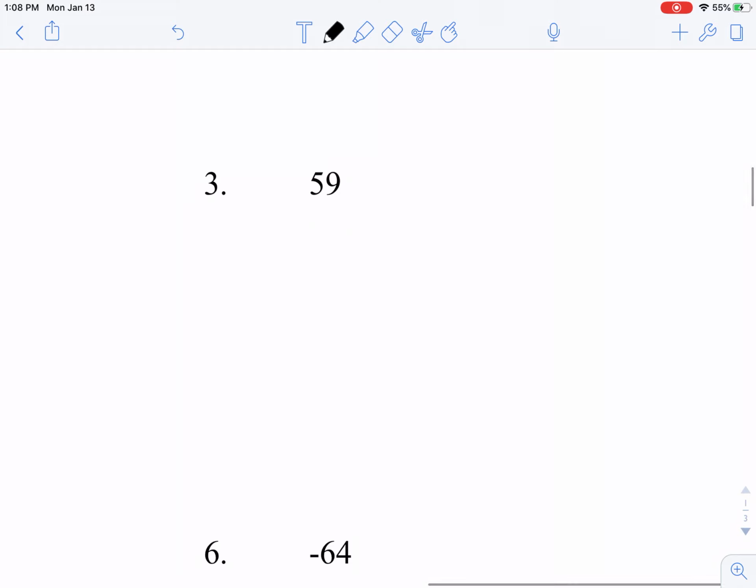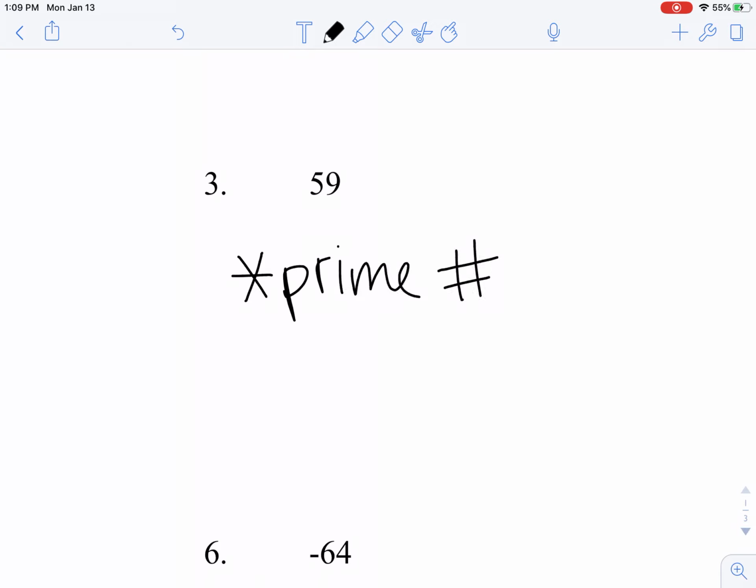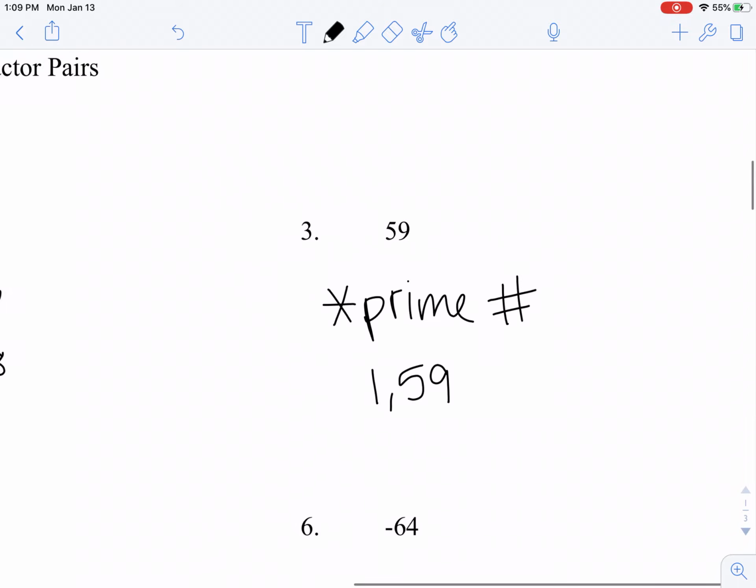All right, let's look at 3. So number 3, we have 59. 59 is a prime number. And if we have a prime number, that means that the only factor pairs of this number are 1 and itself. 1 and itself are the only factor pairs for this number.